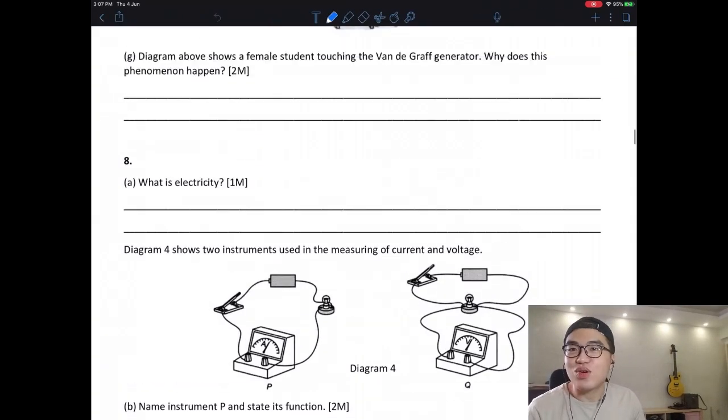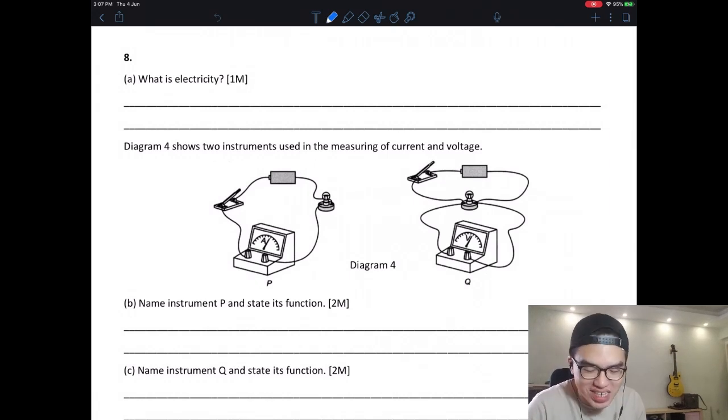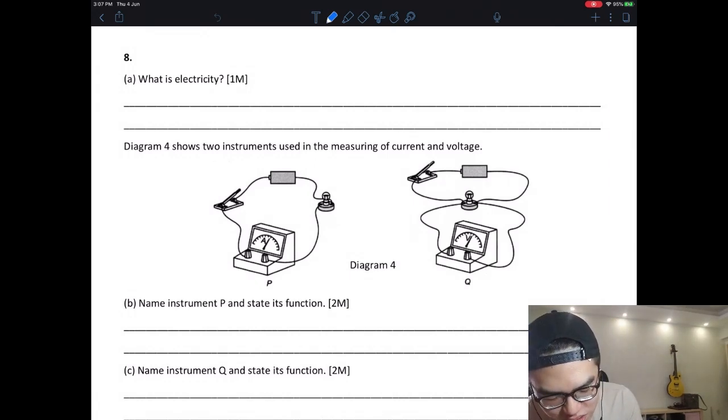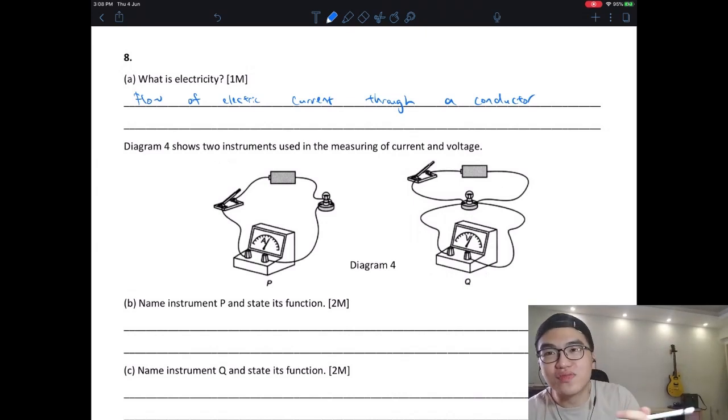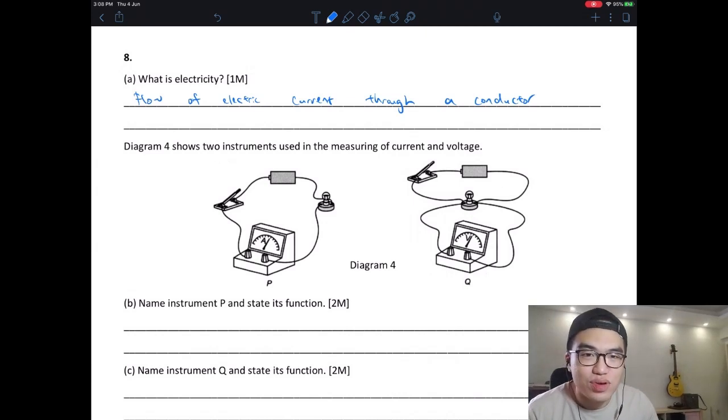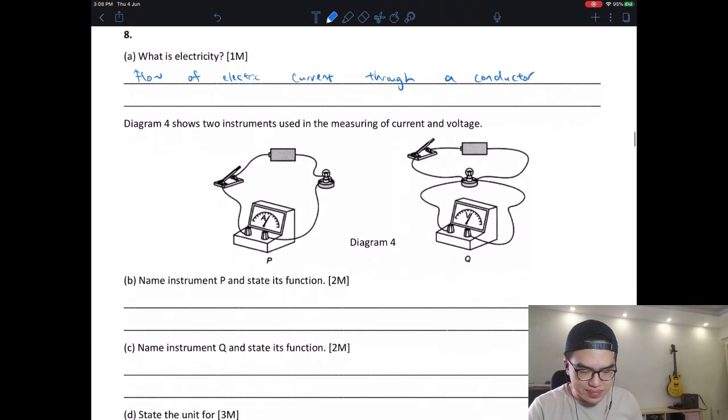There you go. The first question is already there. What is electricity? Electricity is the flow of electric current through a conductor. It must be a conductor, cannot be an insulator. Insulator is for electrostatic.